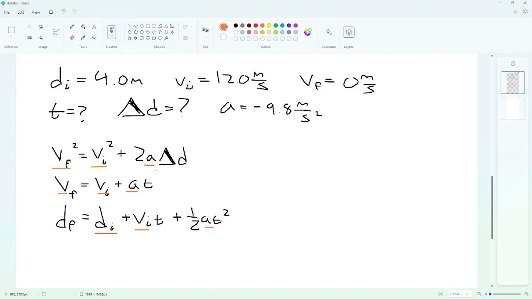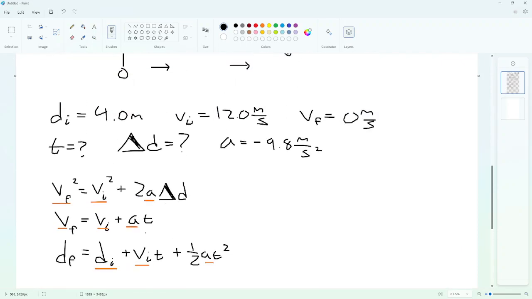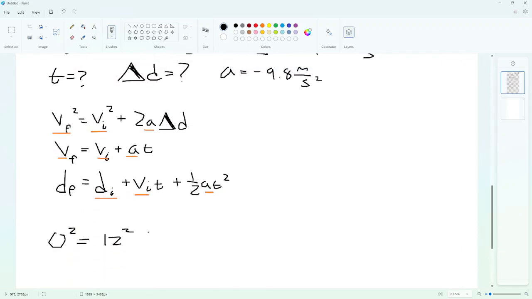So our only reasonable choices are either to acquire the time and then use this equation, or use this equation. I'm just going to go ahead and use this equation because it requires less steps. So 0 squared is equal to 12 squared. I believe that's the initial velocity. Yep. 12 squared plus 2, negative 9.8 meters per second squared, times change in distance.